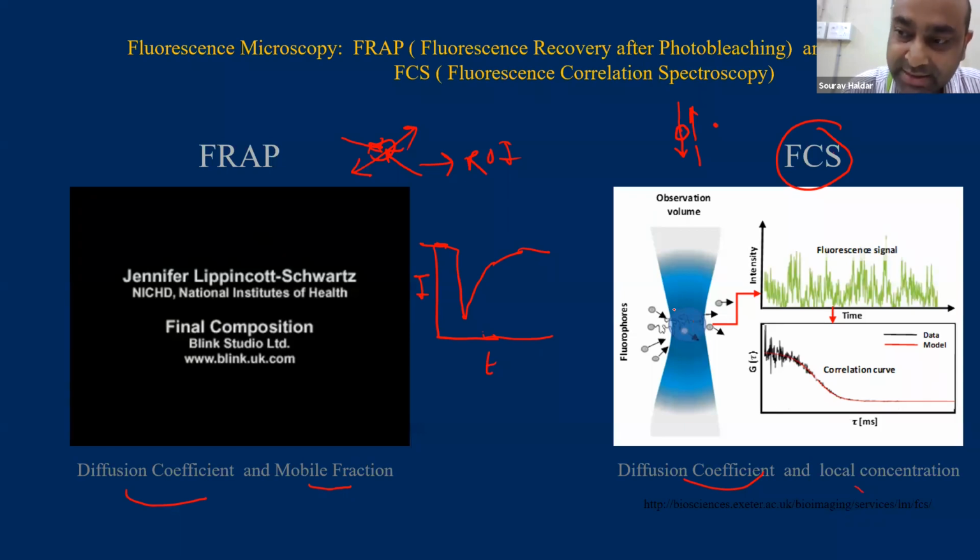And that's why in case of FRAP, more than one kind of dynamic feature is captured, and that's why the diffusion coefficients will be slightly larger, whereas in FCS, very local diffusions will be captured. So that's why the diffusion coefficient determined by FRAP and FCS may differ because of these reasons.